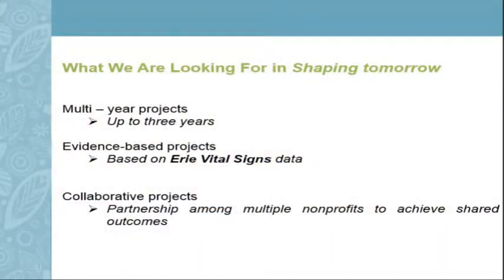Okay, so what we're going to talk about primarily today is Helping Today, but let me give you the overview of the other types of grants. We also have Shaping Tomorrow grants. These are the grants that support multi-year evidence-based collaborative projects that are transformational and sustainable. We have a definition. Multiple year means up to 3 years.